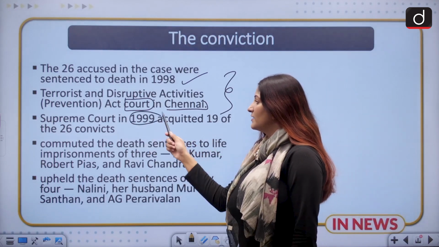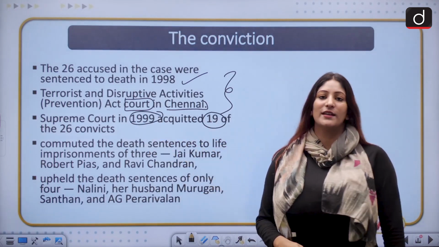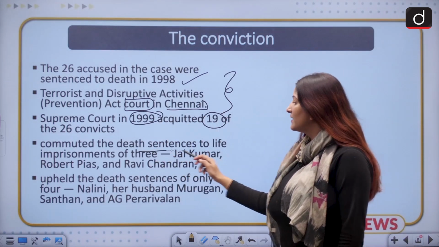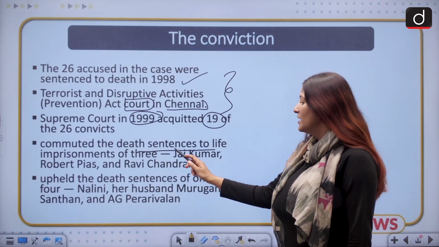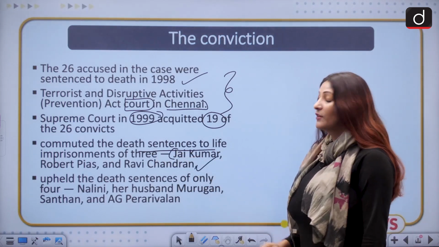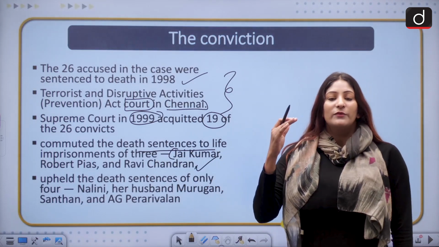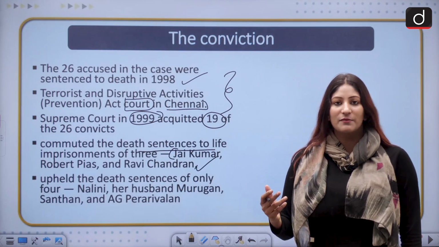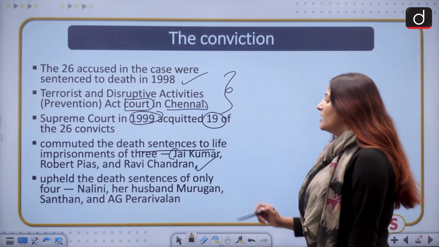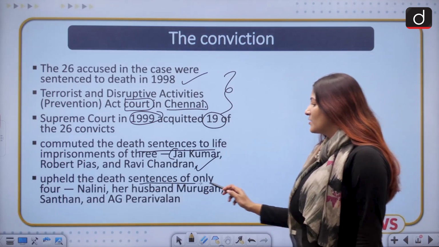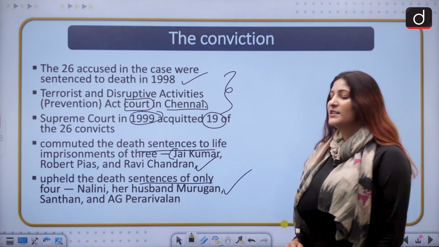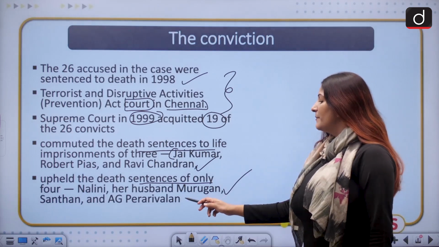The Supreme Court in 1999 acquitted 19 of the 26 convicts. And it commuted the death sentence to life imprisonment of 3: Jaykumar, Robert Pius and Ravichandran. Commuted means to substitute a harsh punishment with a less severe punishment. It also upheld the death sentences of only 4: Nalini, her husband Murugan, Santan and A.G.